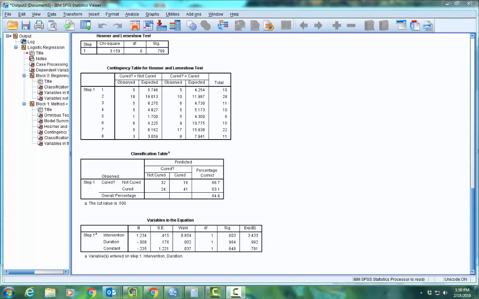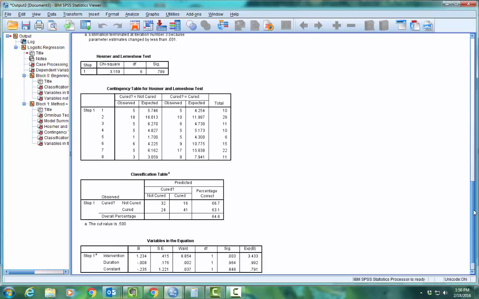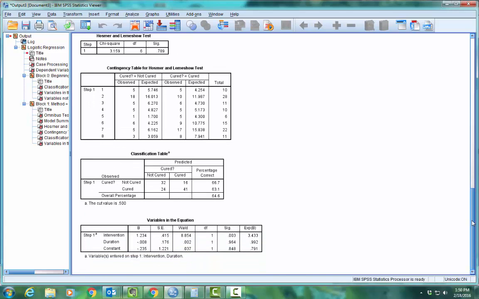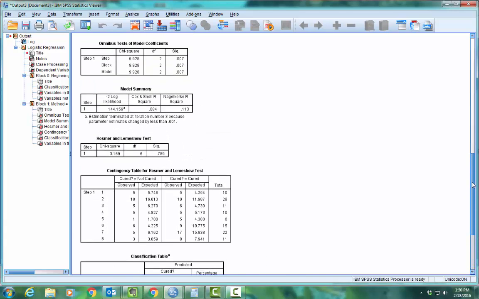So overall, we see that intervention makes a large difference, and that helps increase our ability to predict whether somebody was cured or not, but not that much. So something to consider regarding our model. Perhaps there are other factors that can increase our ability to predict whether somebody is cured or not.